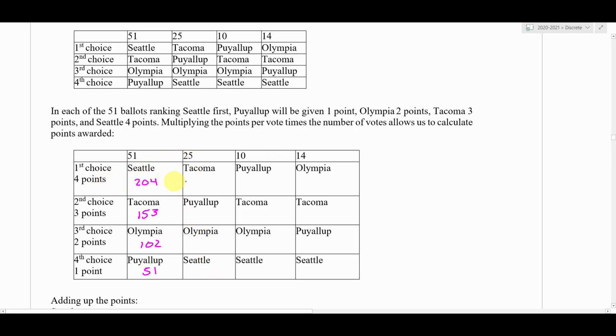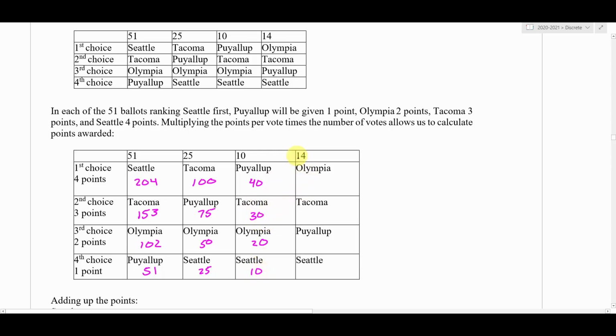So we do 25 times 4. Since Tacoma got 25 first place votes, that would be 100 points, right? Then 25 times 3 for Puyallup, which is 75 points. 25 times 2 gets us 50 points for Olympia, and then 25 times 1 gets us 25 points for Seattle. All right, same thing here with this column. So we've got 10 voters that put Puyallup first, so that'd be 10 times 4, which is 40 points. This would be 30 points. And this would be 20 points, and this would be 10 points.